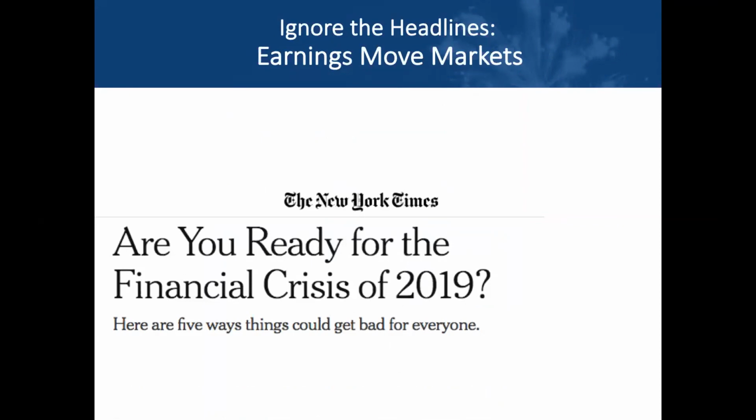And Josh, give me a read on that if you would. Headline reads, are you ready for the financial crisis of 2019? Here are 5 ways things could get bad for everybody. And we're seeing a lot of Bs. Yeah. Guess what? This was in the Sunday style section. That on December 16th, a week before the low. That's what gave me some confidence that panic had gripped the market, and panic always leads to better days.